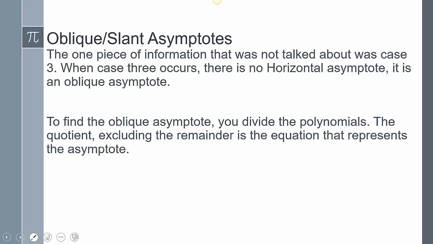So now let's find our oblique or slant asymptotes. The one piece of information that was not talked about was case 3. Now when case 3 does occur, there isn't a horizontal asymptote. Remember, it's going to be that oblique asymptote. Now to find the oblique asymptote, you divide the polynomials. Then the quotient, excluding the remainder, is the equation that represents the asymptote. So say that again. To find the oblique asymptote, you divide the polynomials. The quotient, excluding the remainder, is the equation that represents the asymptote.